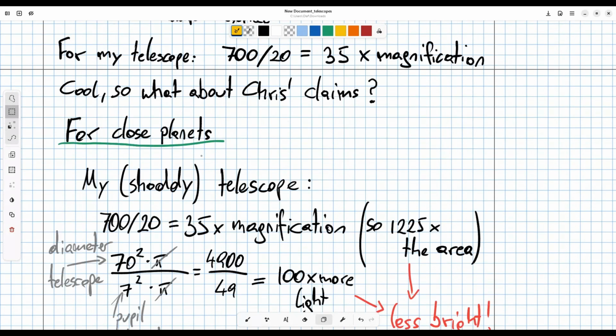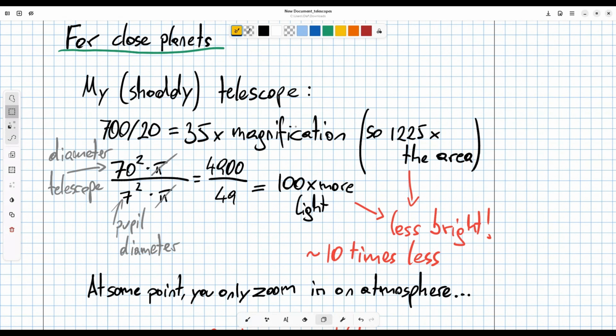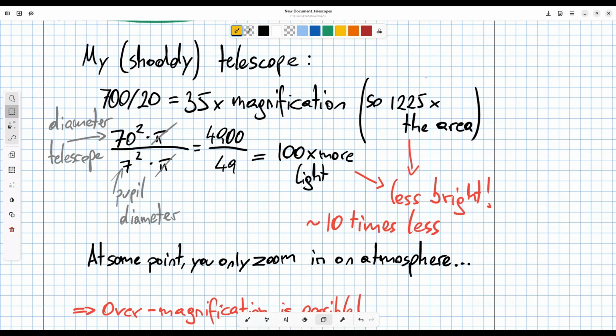So for close planets, with the example of my shoddy telescope, this is true. It collects about 100 times more light than the human eye, but it magnifies the area by about 1,200 times. Mind you, it's only 35 times the magnification, but the light is spread out over about 1,225 times the area, right? So we have 100 times more light and roughly 1,200 times the area over which the light is spread. So clearly it's less bright by about a factor of 10.